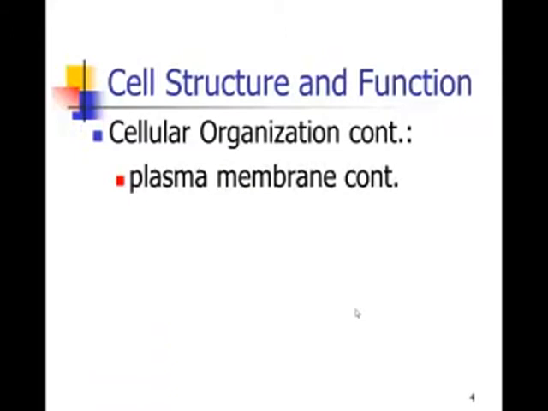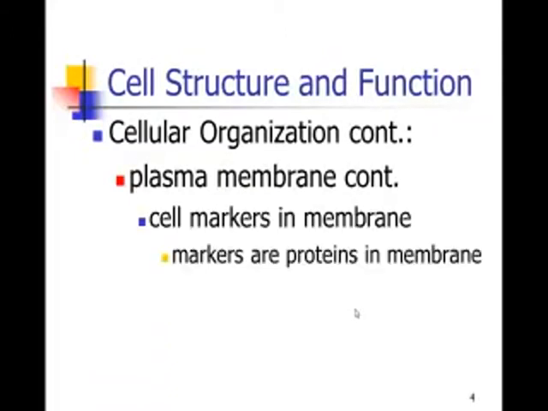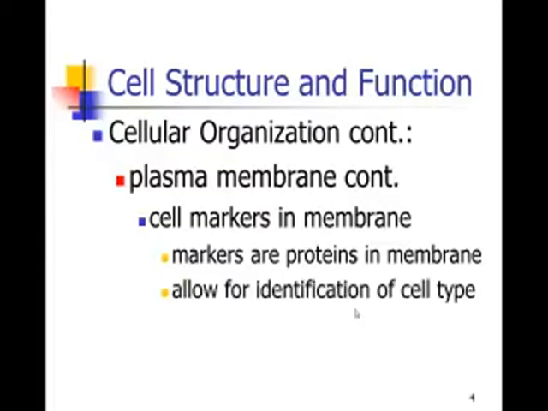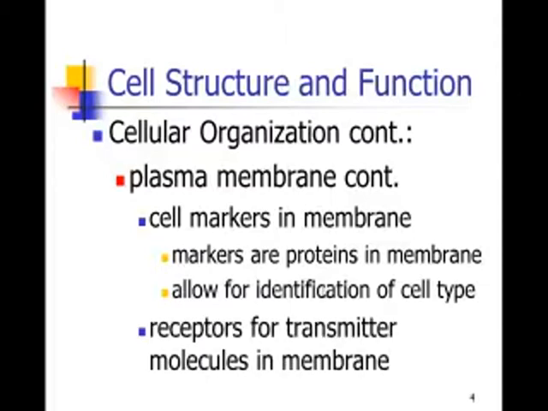Okay, so there are going to be cell markers in the membrane, and these cell markers are proteins, and they have a couple of important things associated with them. One is that these proteins allow for the identification of the type of cell. And for example, red blood cells have proteins in their membranes that help the individual identify that these red blood cells are in fact part of them or from some other organism in some cases.